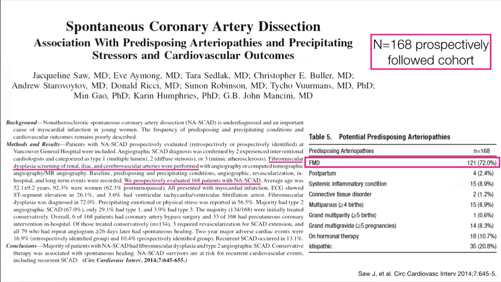The other causes of SCAD are a lot less frequent. Postpartum, less than 5%. Systemic inflammatory condition, 9%. Connective tissue disorder, 1%. Multiparity, which we define as four or greater births, in about 9%. Grand multiparity, less than 1%. Grand multigravida, meaning five or greater number of pregnancies, in 8%. On hormonal therapy, 11%. Only about 21% were found to be idiopathic, and of these, over half have not been completely screened yet for FMD.